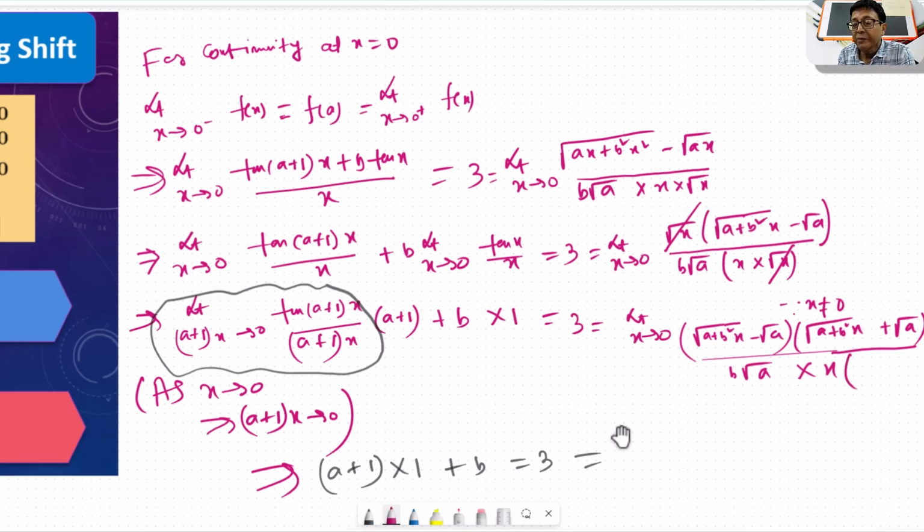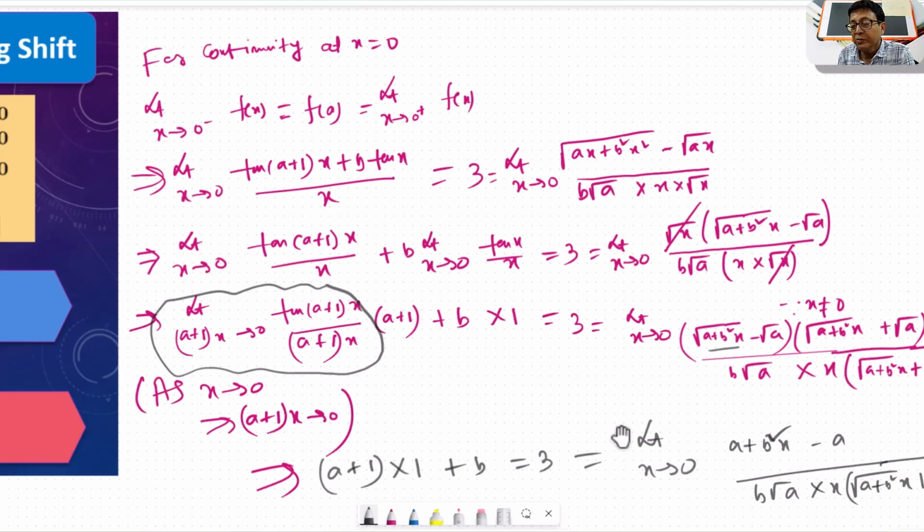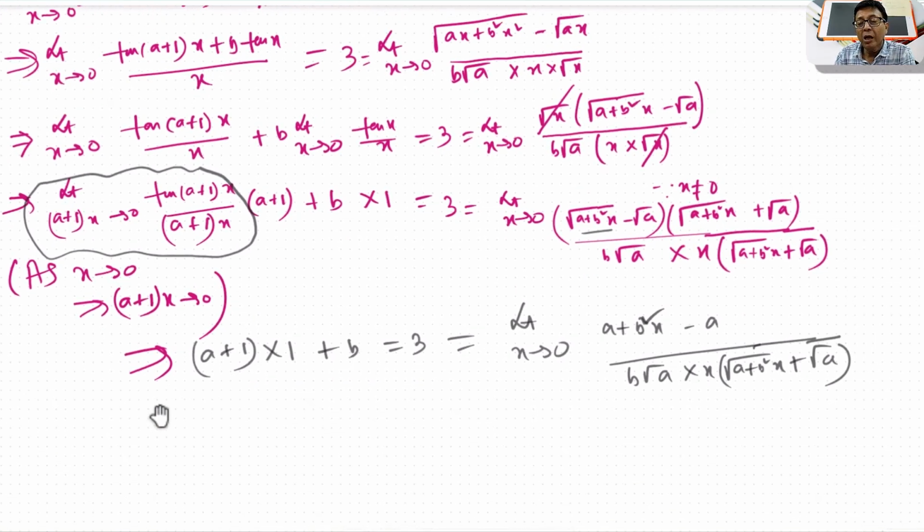I forgot to multiply the denominator. You must multiply both. So this will be limit, after rationalization, square root of a plus b square x, minus root a, by root of a plus b square x. Okay, hope you have understood. Now simplify it.